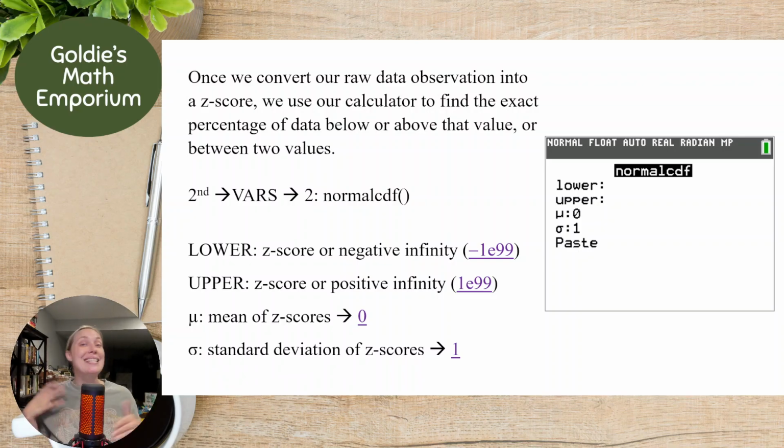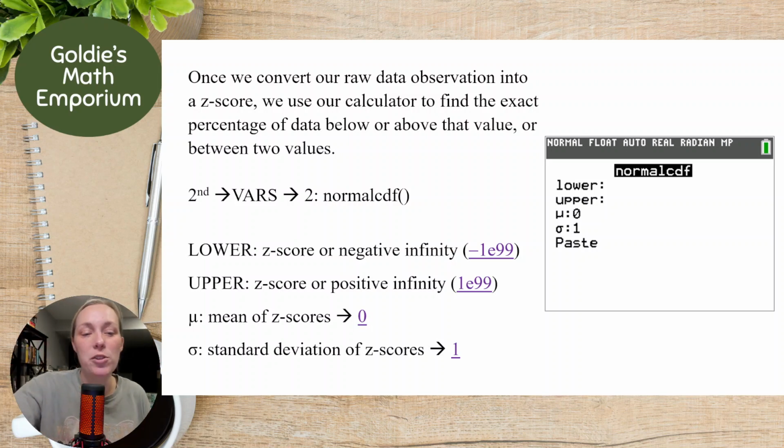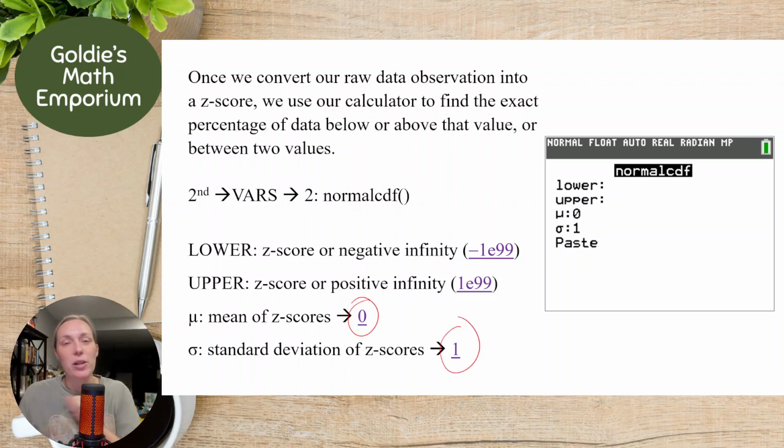So because we're using z-scores, and we're putting in z-scores as our lower and upper boundary, we want the mean and standard deviation to be that of the standard normal distribution, which means our mean is going to be 0 and our standard deviation is going to be 1 every time. Mean 0, standard deviation 1. Please be careful that you do not accidentally put in the raw data, the data that you're given in the problem.